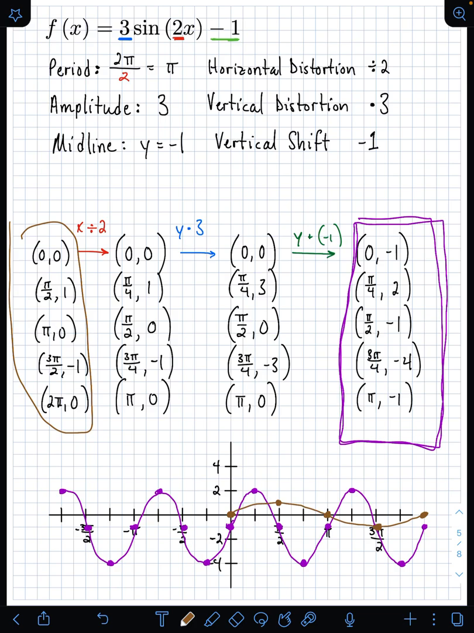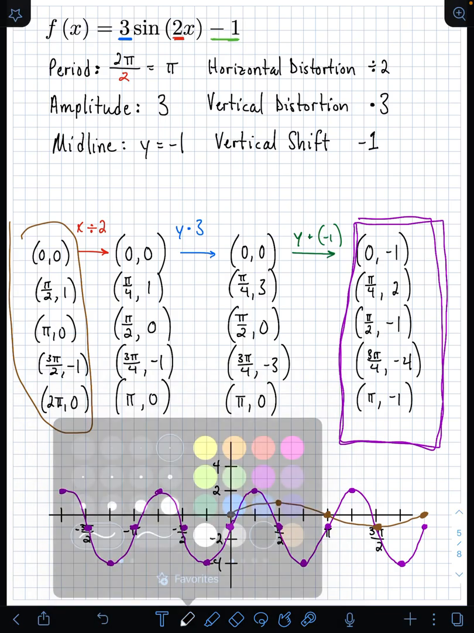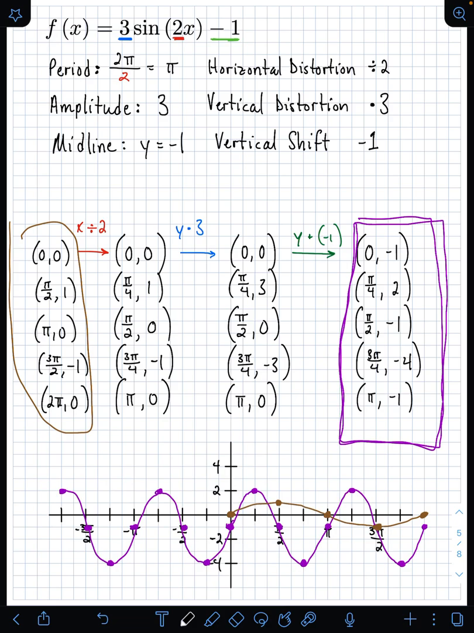All right, so a brief review here. We followed through the order of operations and pegged which transformation it signified, which of the characteristics of the wave was affected by it, and we made it happen on each of the points.